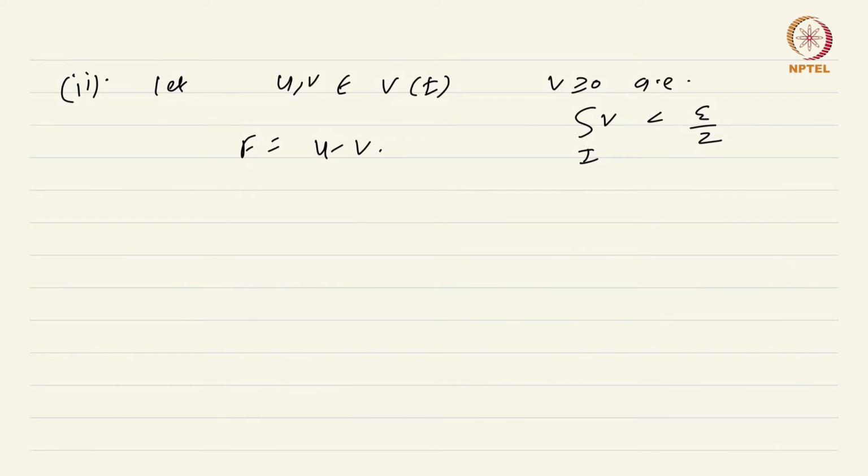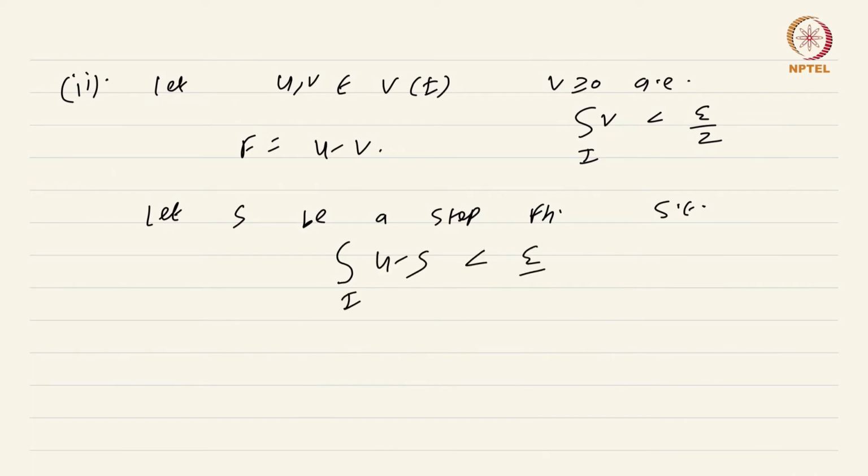Now what you do is let s be a step function such that the integral over I of u minus s is also less than epsilon by 2. The way you choose the step function is exactly the way you chose t in the previous step. For the same reason, you can find a step function s such that the integral over I of u minus s is less than epsilon by 2. Now observe that f is again nothing but u minus s plus v minus s.